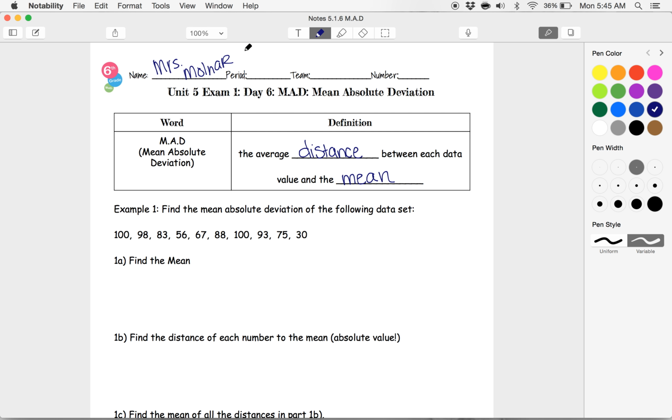So, if we take a look at what this word really means, mean represents the average when we add all the numbers and divide by how many. Absolute deviation does talk about that idea of distance. Absolute value, think about that when we learned about that. So, this definition here is kind of telling you what they want you to do. They want you to find the average and then find the distances. So, let's see what that looks like.